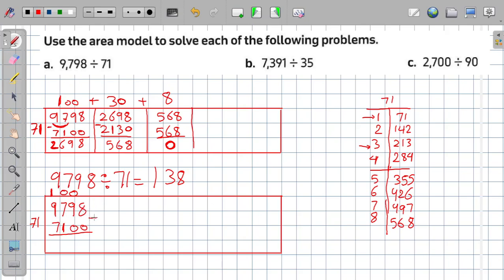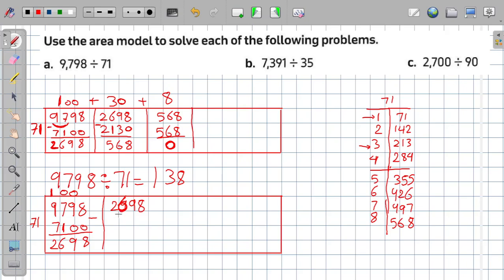So I will subtract the two numbers here. I have 8 minus 0 equals 8, 9 minus 0 equals 9, 7 minus 1 equals 6, and 9 minus 7 equals 2. First I will write the remainder here. So I have 2,698.